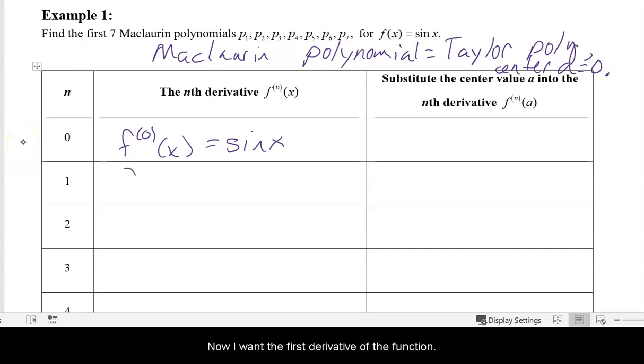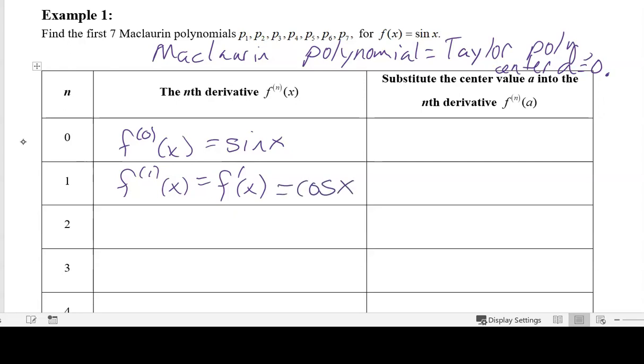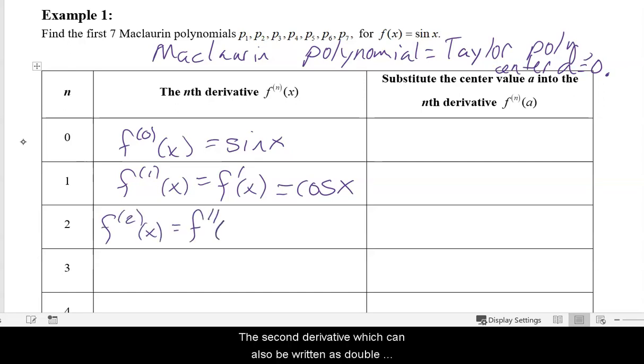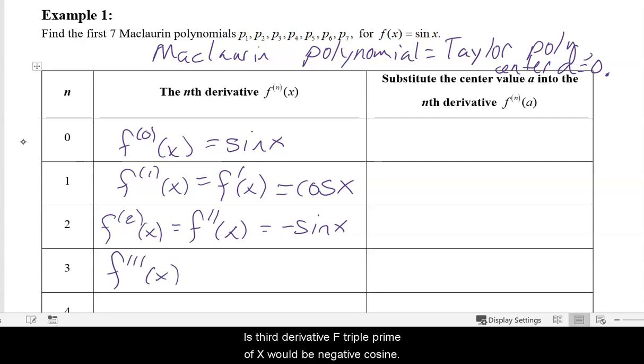Now I want the first derivative of the function, which is the same thing as f prime of x. The derivative of sine is, of course, cosine of x. Let's find the second derivative. The second derivative, which can also be written f double prime of x, is negative sine. The third derivative, f triple prime of x, would be negative cosine.